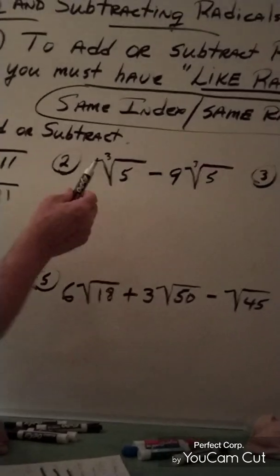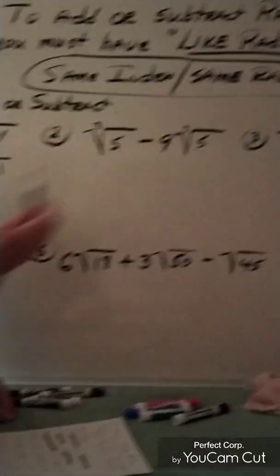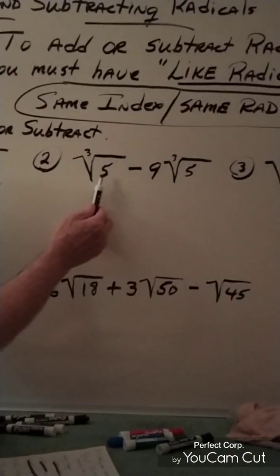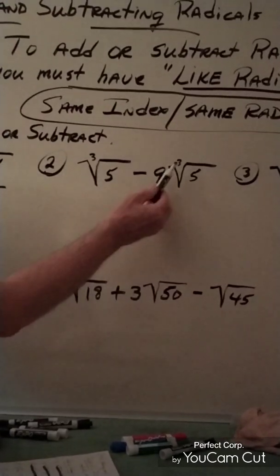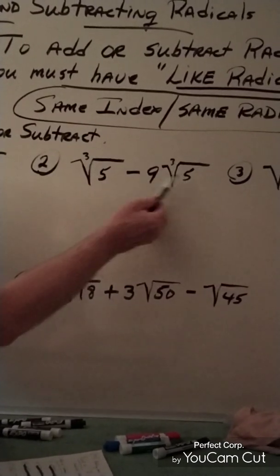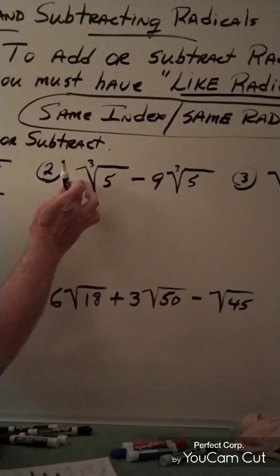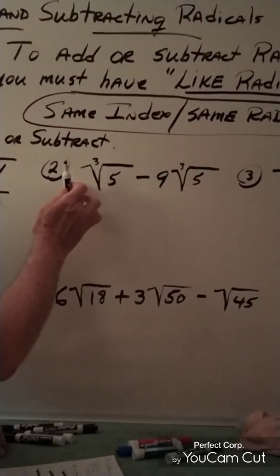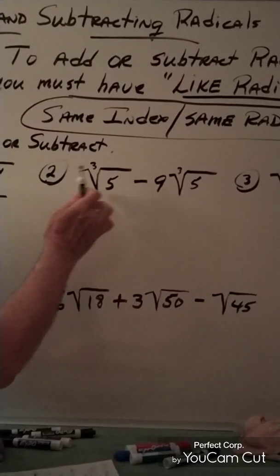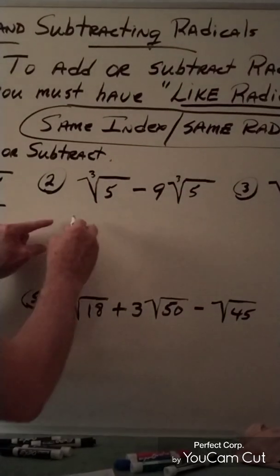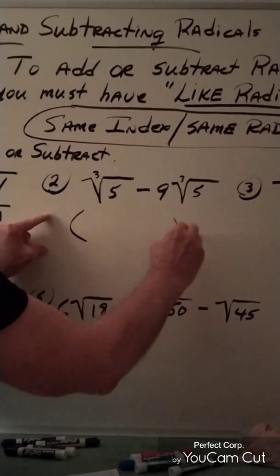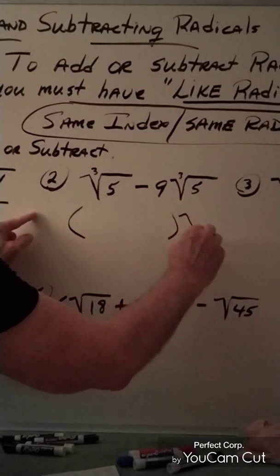Let's go to number 2. We're subtracting. They are like radicals. Indices the same, radicands the same. Both of these terms share a cubed root of 5. Make a house. Pull out that cubed root of 5.